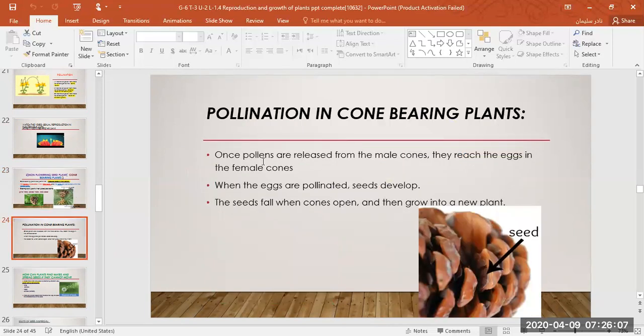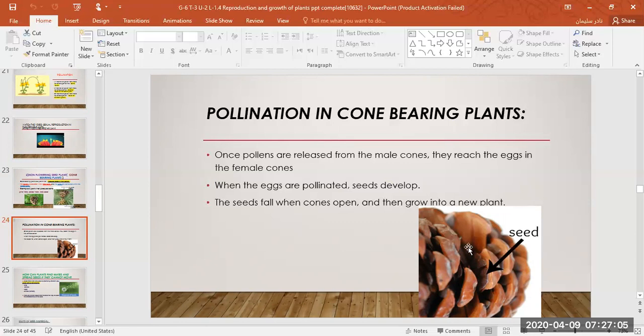Now, how does this happen? How do seeds form in cone-bearing plants? Once pollen is released from the male cones, it reaches the eggs in the female cones. When it reaches the eggs, fertilization will occur. The sperms inside the pollen will fuse with the eggs inside the female cone, and then seeds develop. The seeds fall when cones open. When the seeds are formed, they have to be spread in order to grow into new cone-bearing plants. So they can be released either by animals when they open the cone, or by wind, or they fall by themselves. And they will regrow into new plants.